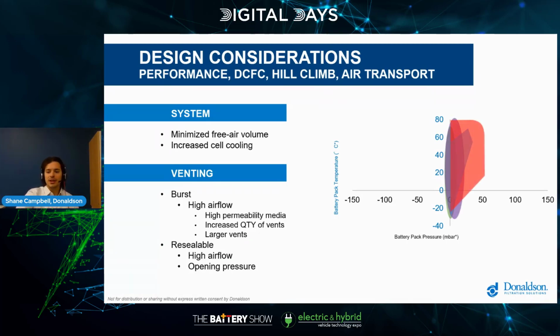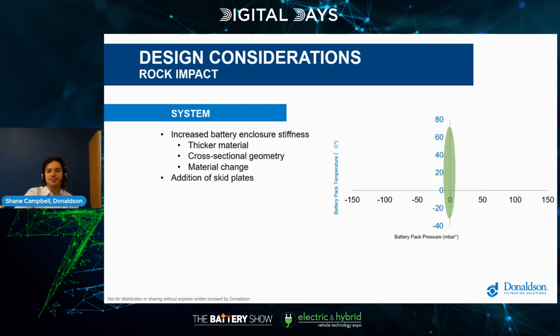And here are the edge cases shown on the graph that we're referencing. So for rock impact, there are a lot of considerations that OEMs are using to minimize the effects of this edge case. You can increase the battery enclosure stiffness with thicker materials, different cross-sectional geometries, or a different material. Another common approach is adding skid plates, especially if it is an off-road vehicle.